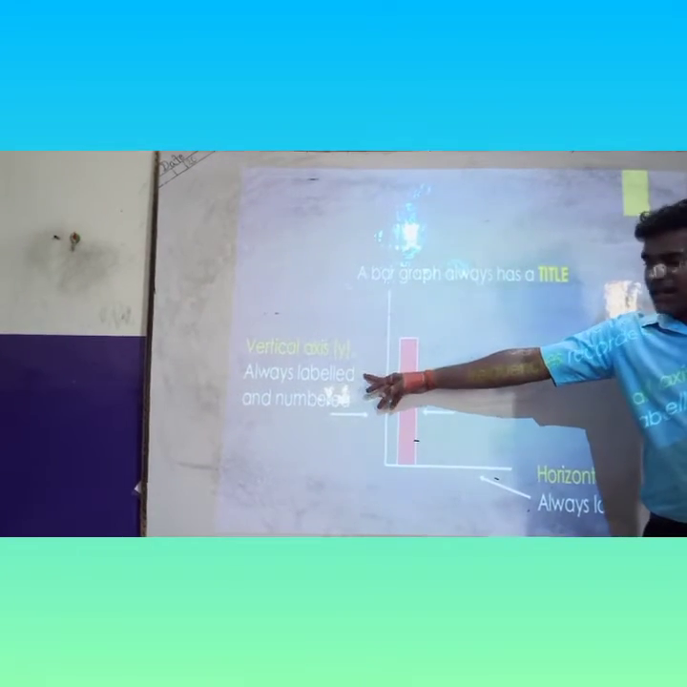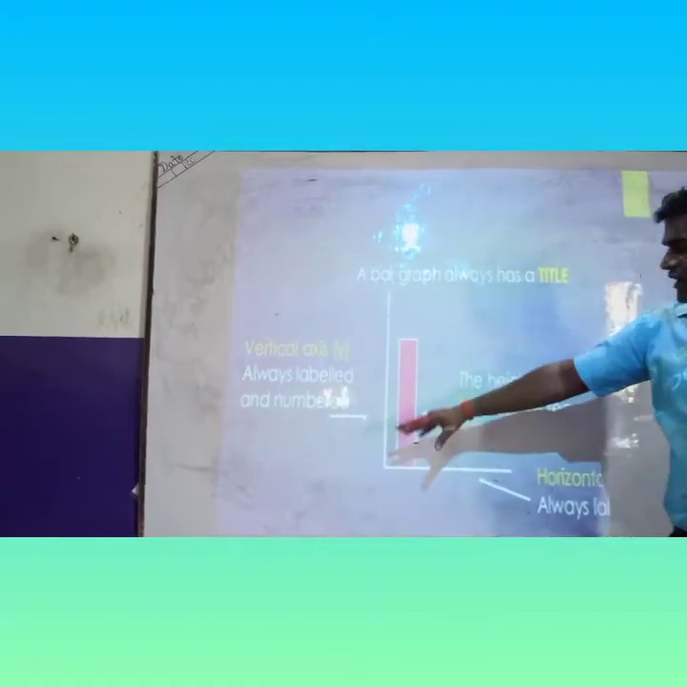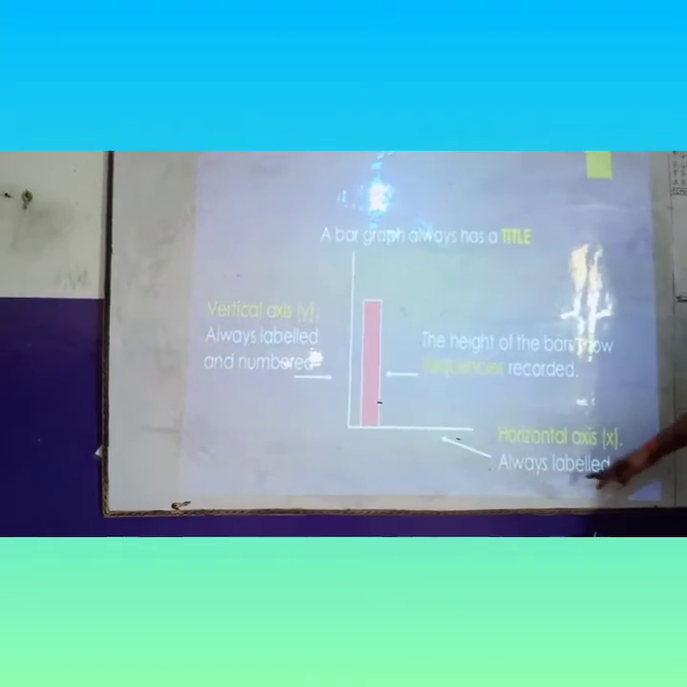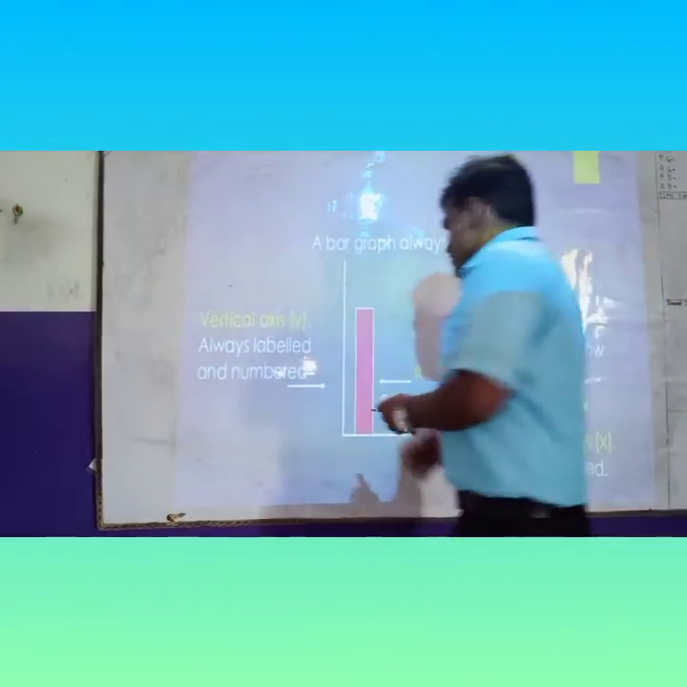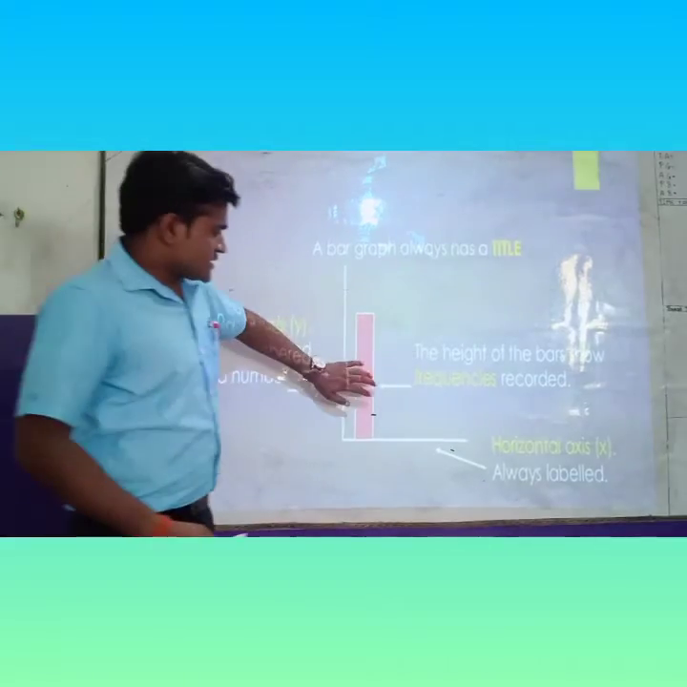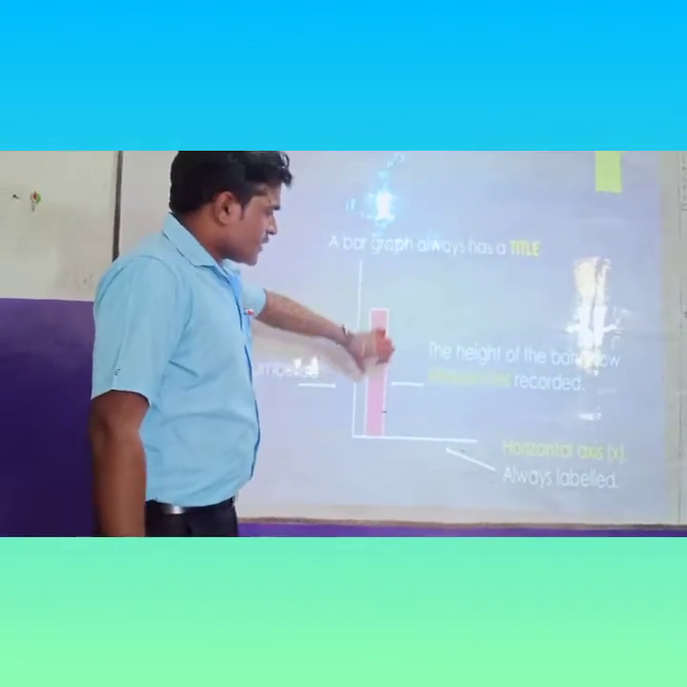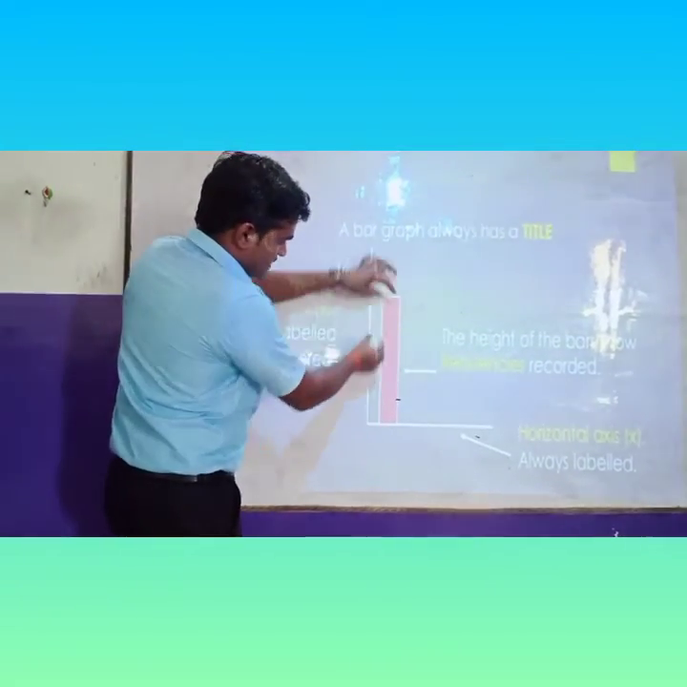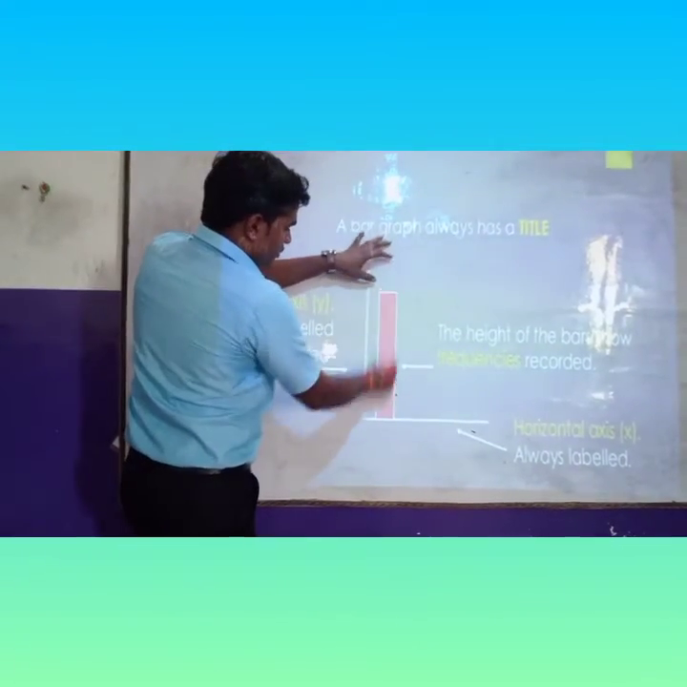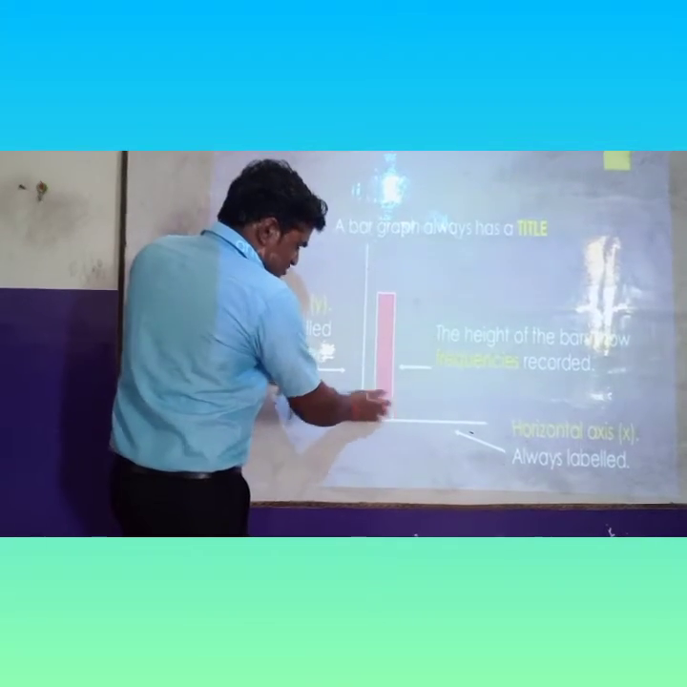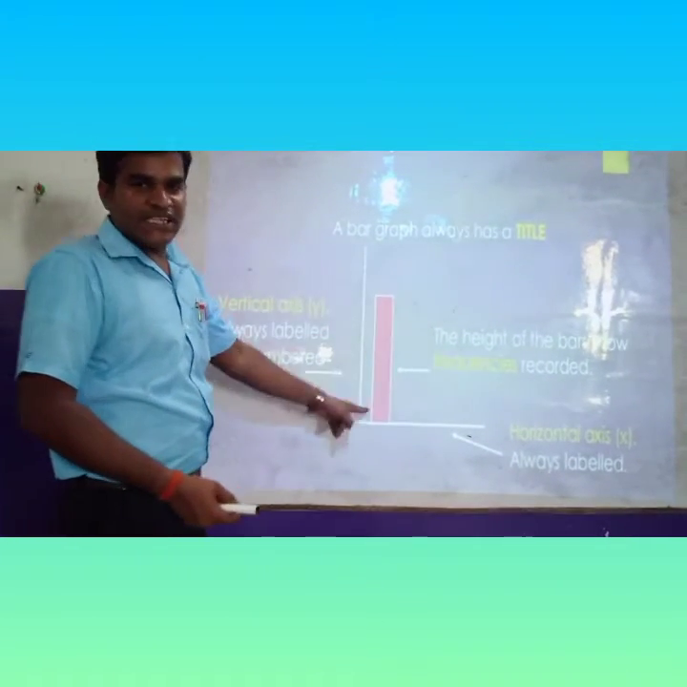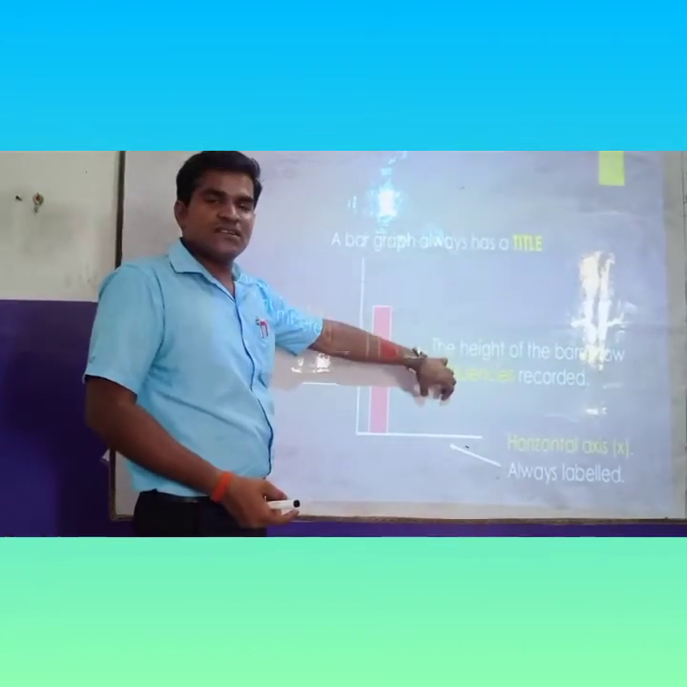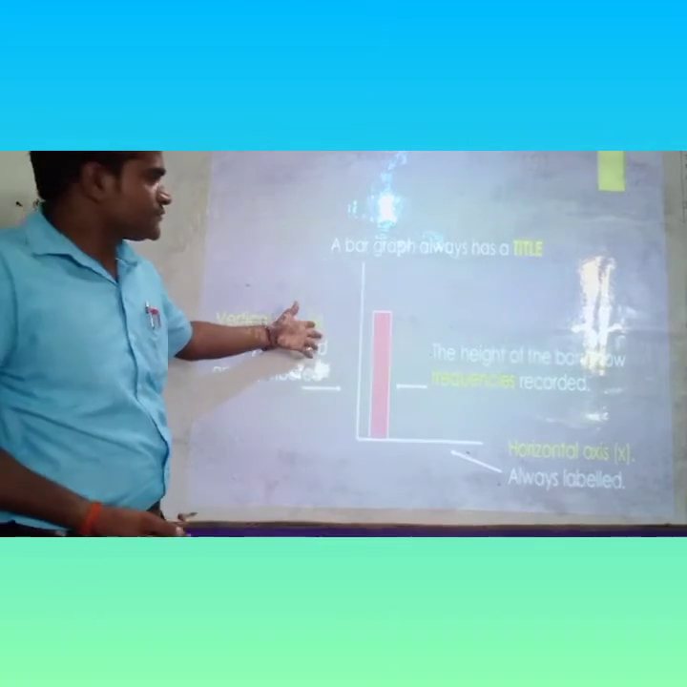Okay, so let's see. The vertical axis y is always labeled and numbered, and the horizontal axis x is always labeled and numbered. So children, this is a bar. The height of this bar shows the frequencies recorded, but the width is not showing anything. Only the height matters, because the height is varying. So each bar shows the different frequency that was recorded.